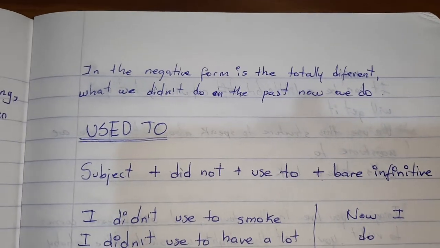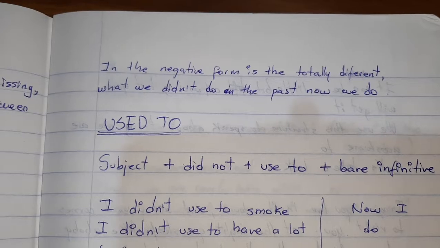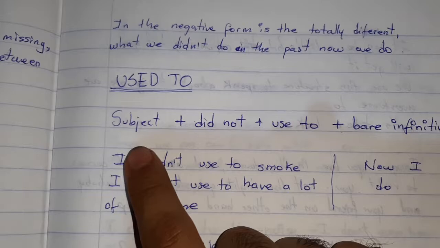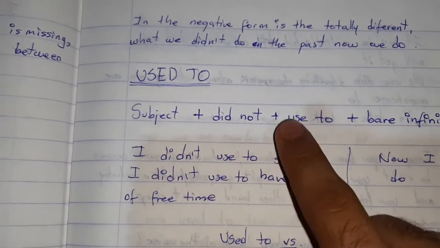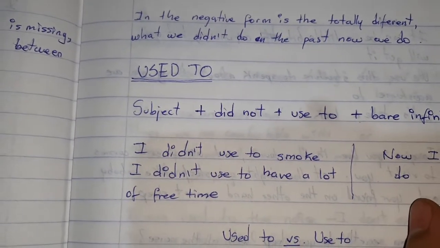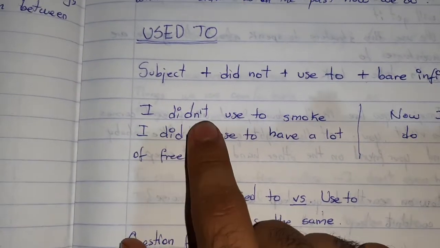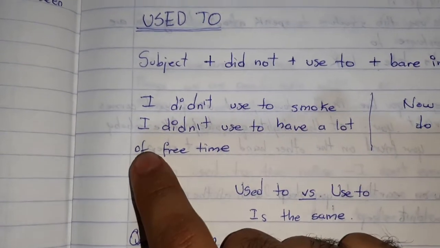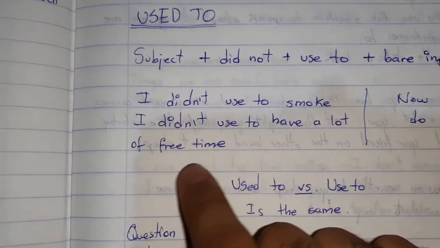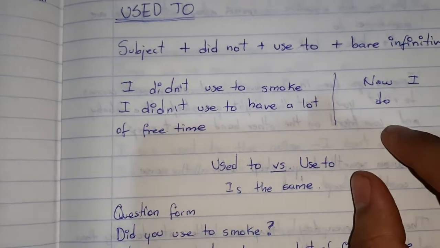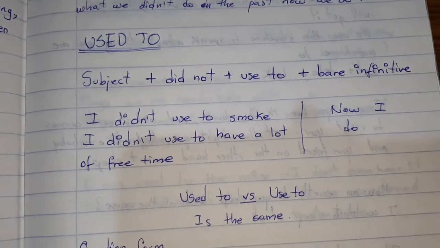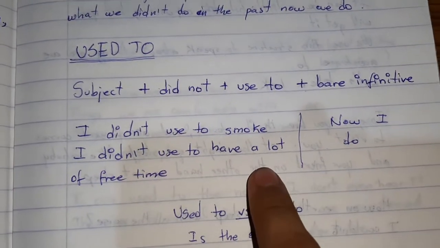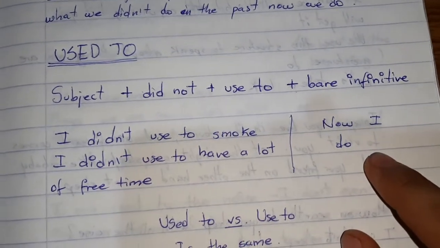Well, the negative form is totally different. It's what we didn't do in the past, but now we do. So we have the subject plus did not plus use to plus the verb infinitive. For example, I didn't use to smoke, but now I do. I didn't use to have a lot of free time, but now I do. It could be because we changed some parts of our life and many habits. It could be that in the past we didn't have enough time, but now we have a lot of free time.